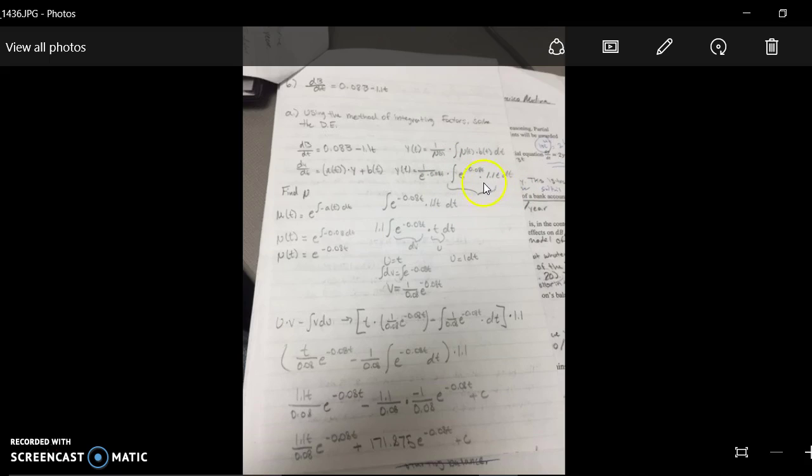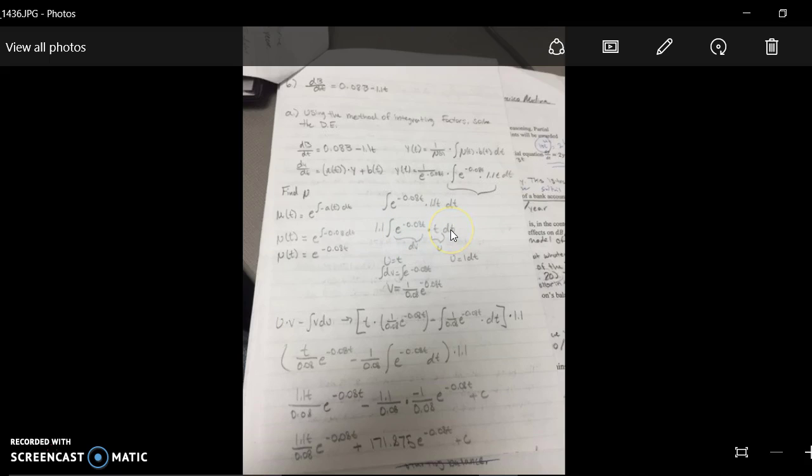By integrating by parts, I decided to put a small section of the math right over here. As we scroll down, we can see the negative integral of e to the negative 0.08t times 1.1t dt. Since 1.1 is just a constant, I just factored that out. So I have 1.1 times the integral of e to the negative 0.08t times t dt.